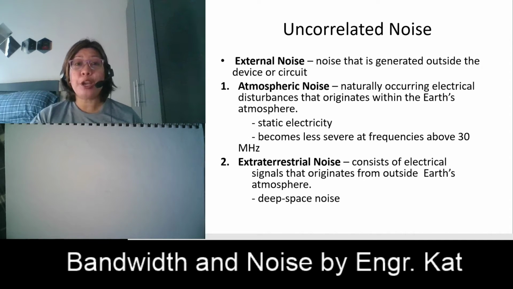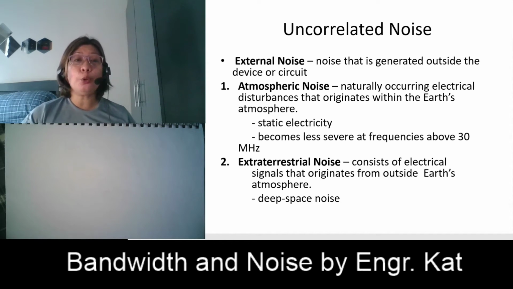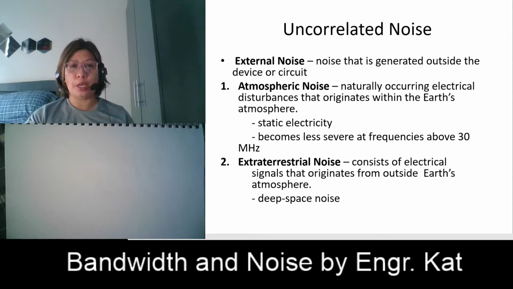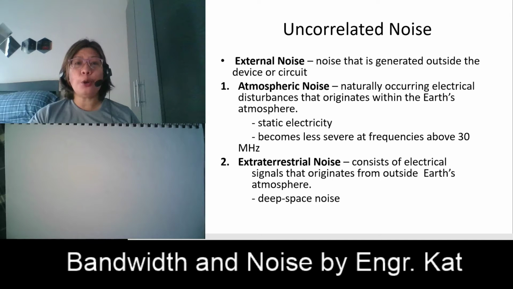However, it becomes less severe at frequencies above 30 megahertz. But below 30 megahertz, we can experience atmospheric noise. We have here extraterrestrial noise. This consists of electrical signals that originate from outside Earth's atmosphere. We also call this deep space noise.